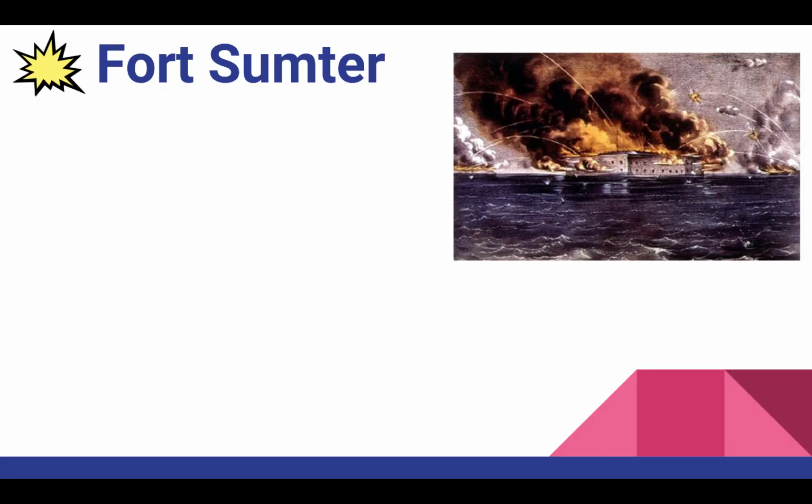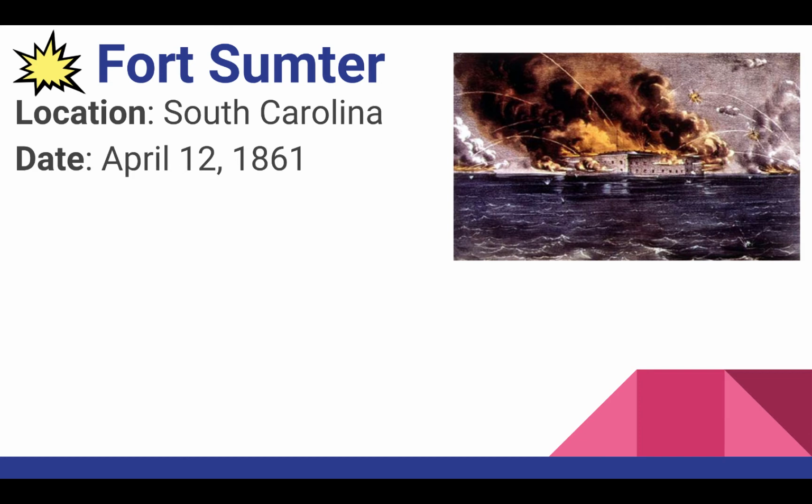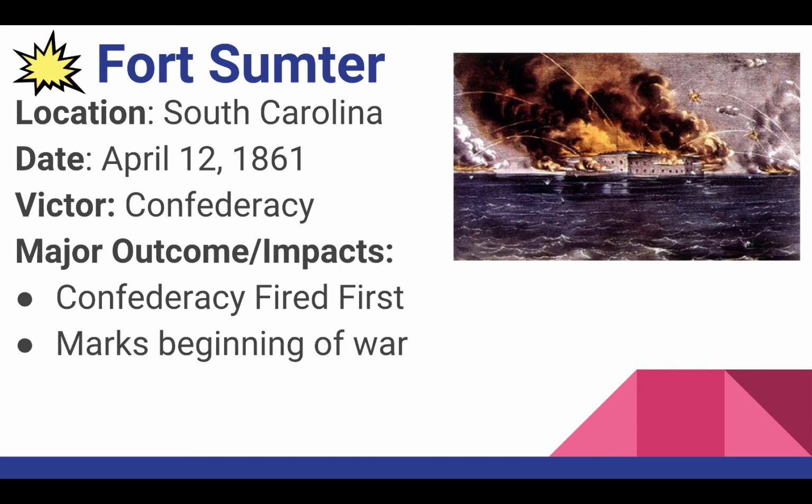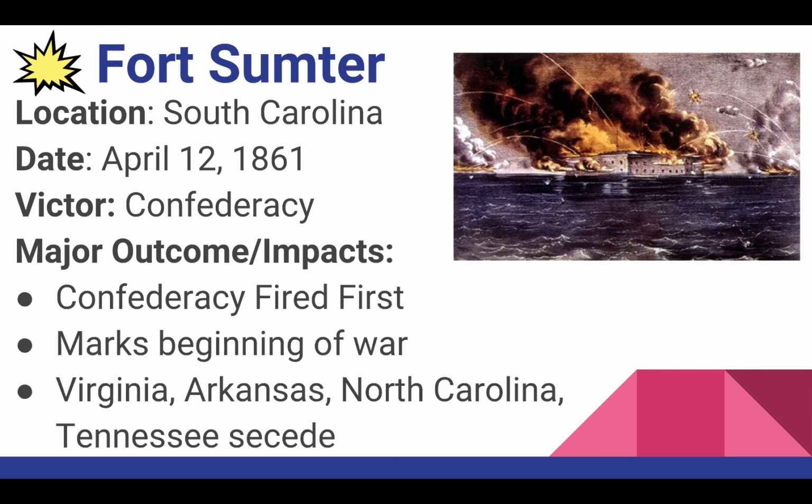Key battles and events. The first battle of the Civil War was at Fort Sumter. Location was South Carolina. The date was April 12, 1861, and the victor was the Confederacy. Main outcomes and impacts. First off, the Confederacy fired first, which gave the North the moral imperative. It marks the beginning of the war, and also it allows Virginia, Arkansas, North Carolina, and Tennessee to see there is a possibility of victory and to follow South Carolina's suit and secede from the Union, thus solidifying the South.